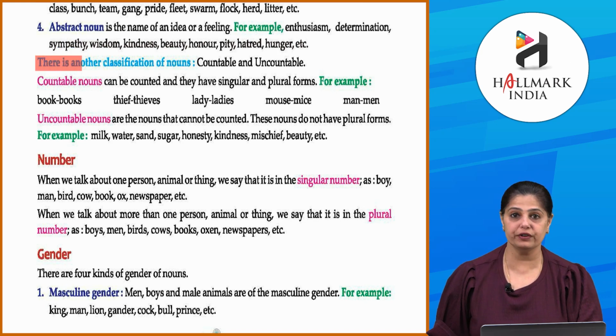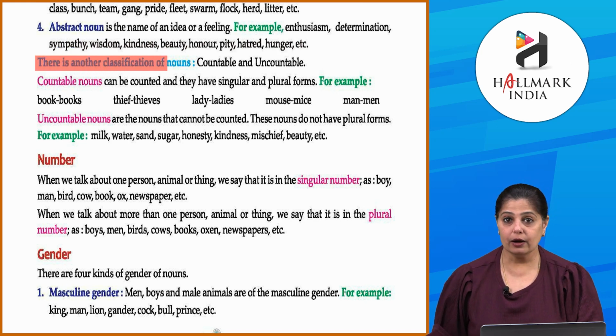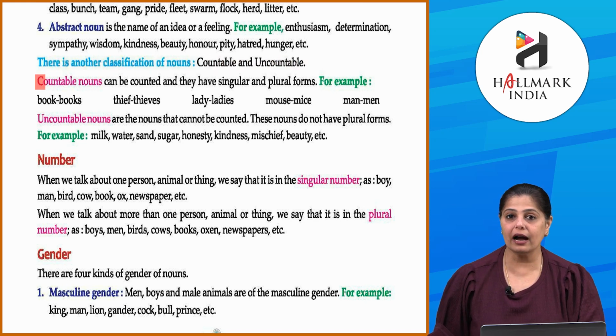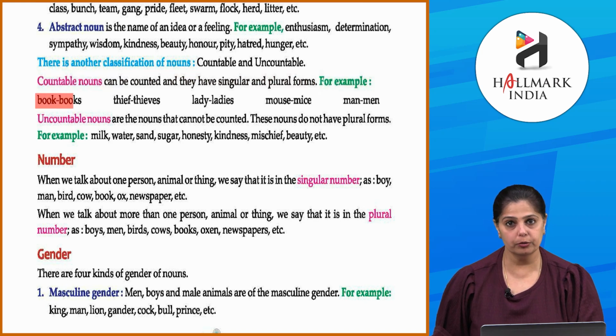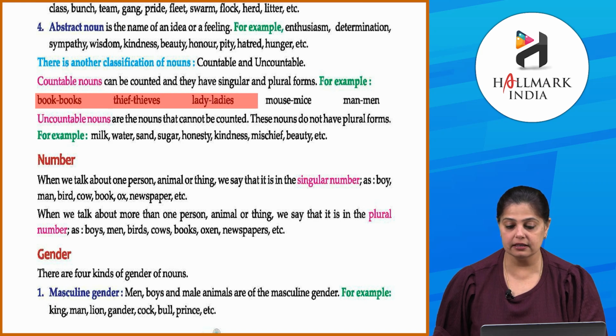There is another classification of nouns. Okay, nouns are further divided into countable and uncountable. So, countable nouns can be counted. We can count them, and they have singular and plural forms. For example, book, books, thief, thieves, lady, ladies, mouse, mice, man, men. Can we count them? Yes, we can. There was one man, there were 5 men. Clear? There was one book, there were 5 books, 10 books.